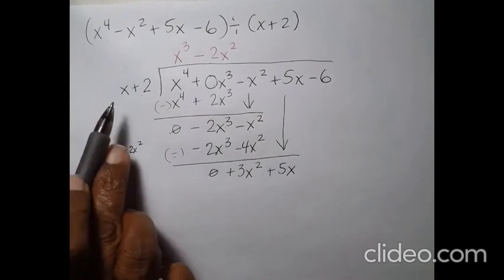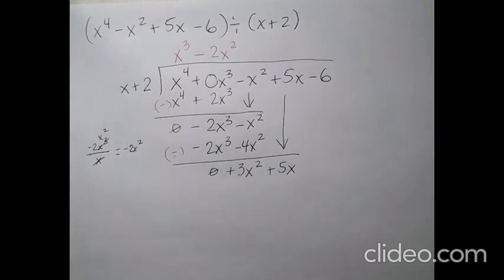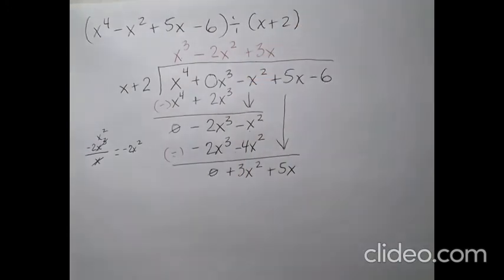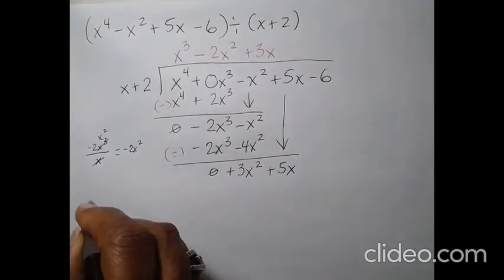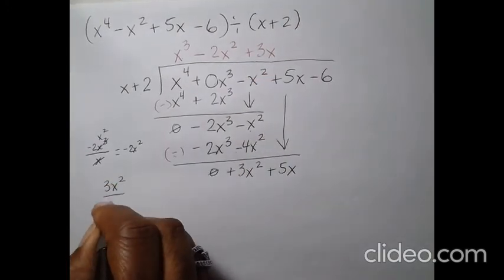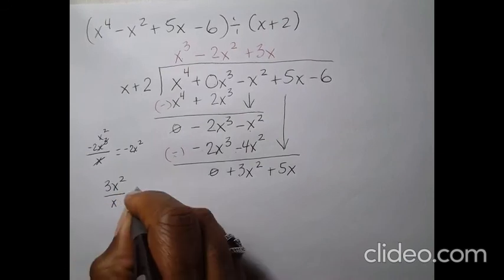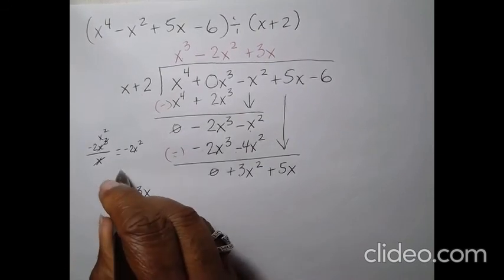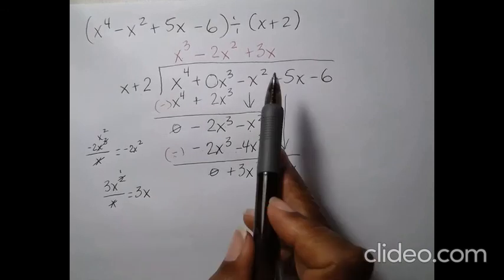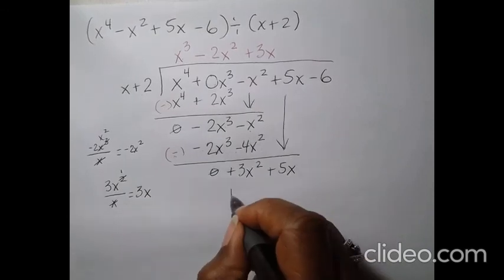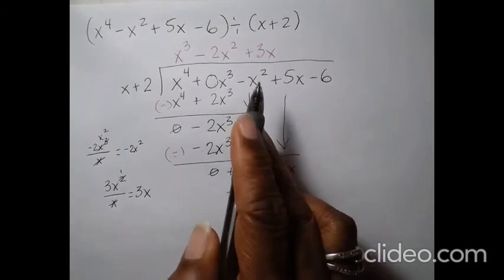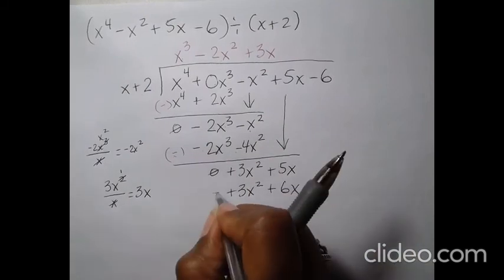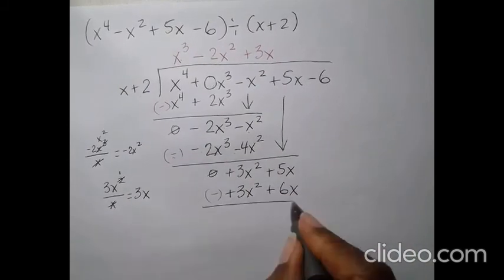Okay, x goes into 3x squared a positive 3x times. What we're doing is 3x squared divided by x. That leaves us with a positive 3x because this reduces and this becomes x to the first power. So now 3x times x, 3x squared, 3x times 2 is plus 6x. We are subtracting both of these.